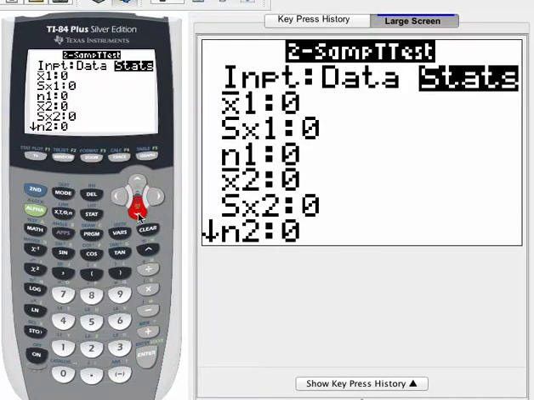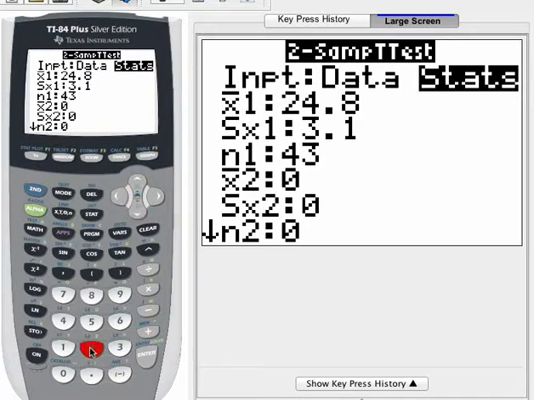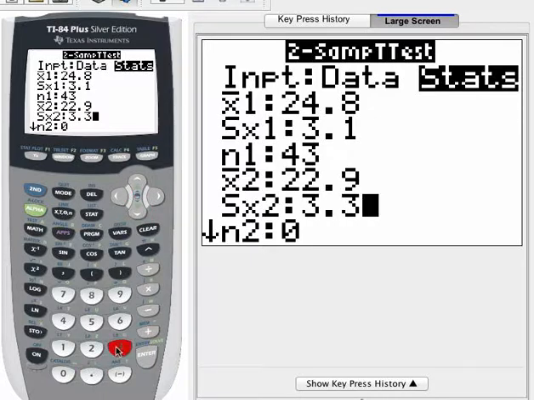For program A, we'll put that in first. The mean for program A is 24.8. The standard deviation for program A is 3.1. The sample size for program A, that's the 43 at the beginning of the question. Now we'll switch to program B, so that mean is 22.9 hours. The standard deviation for program B is 3.3, and the sample size here is 41.